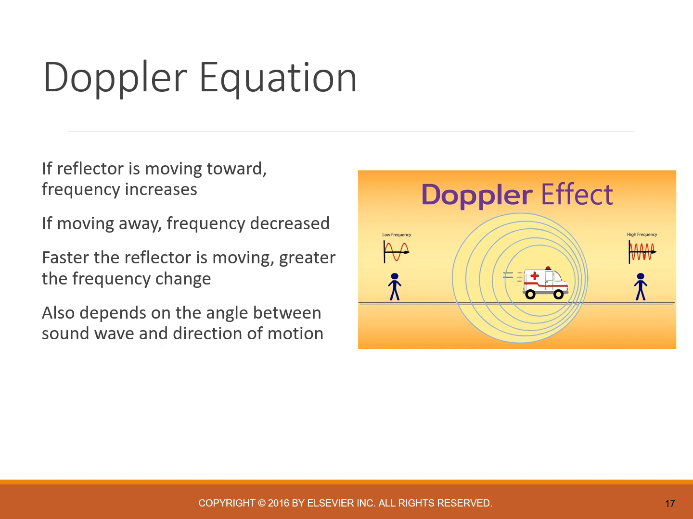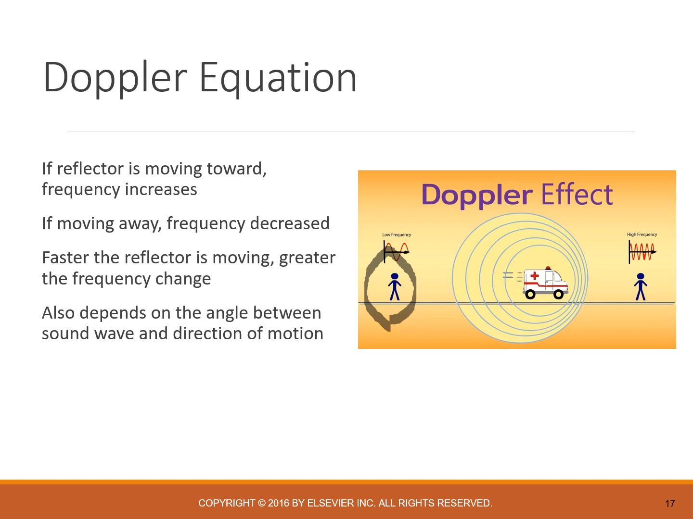So as you can see, here's an example of this gentleman listening over here. As the ambulance goes farther away from him, he's hearing less and less frequency as it moves away. As it comes toward the other person, it's creating a higher and higher frequency sound because it's moving towards that frequency. The faster the reflector is moving, the more significant the change in frequency.